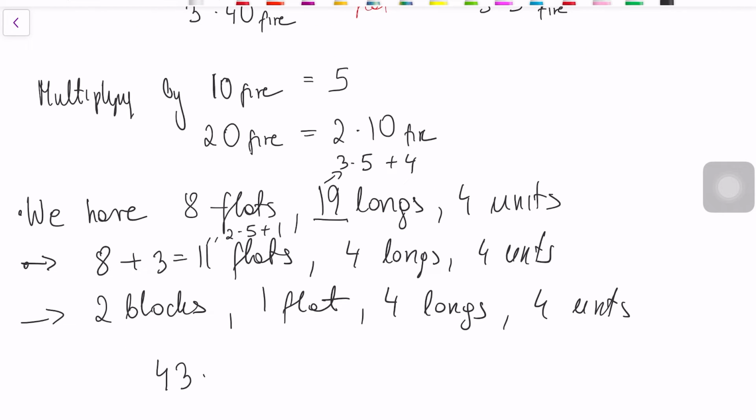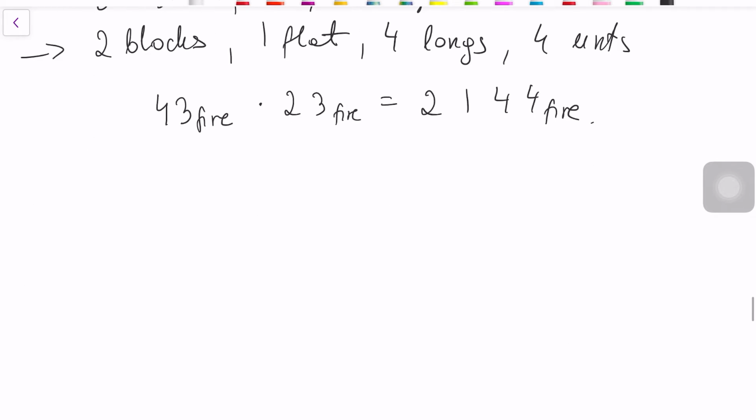And now I can write that 4, 3 times 2, 3 in base 5 should be equal to 2, 1, 4, 4 in base 5. Basically, 2 blocks, 1 flat, 4 longs, and 4 units. Okay, so that's called concrete model. So you're using concrete model to compute the multiplication.